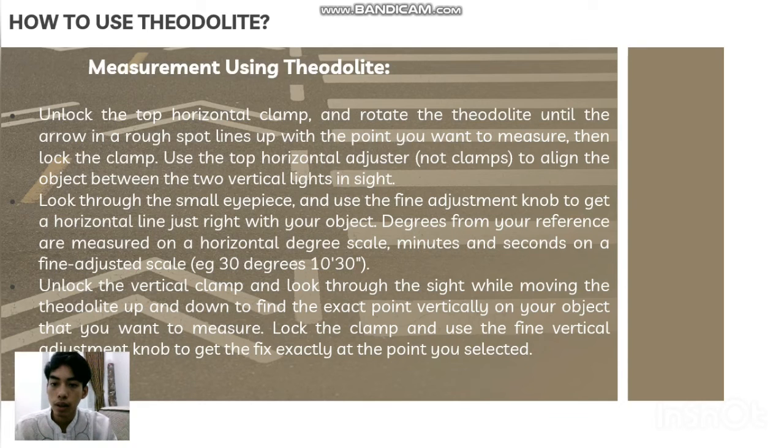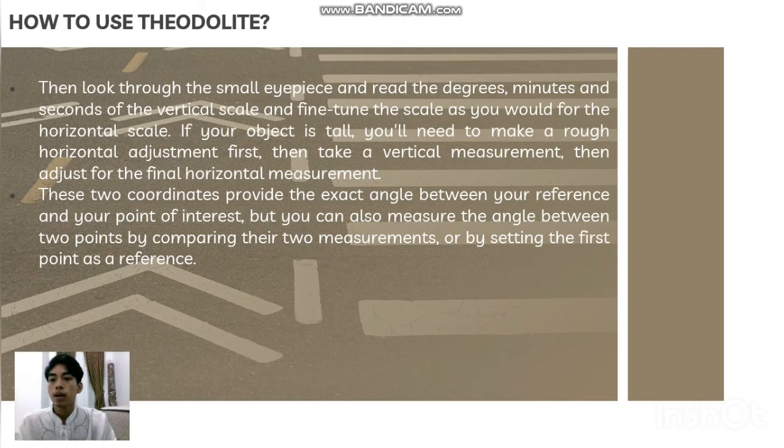Unlock the vertical clamp and look through the sight while moving the theodolite up and down to find the exact point vertically on your object that you want to measure. Lock the clamp and use the fine vertical adjustment knob to get the crosshair exactly at the point you select. Then look through the small eyepiece and read the degrees, minutes and seconds of the vertical scale, and fine-tune the scale as you did for the horizontal scale.